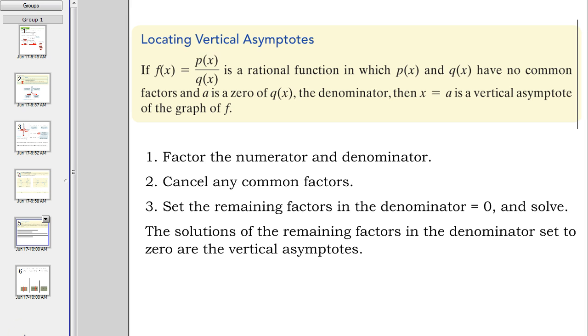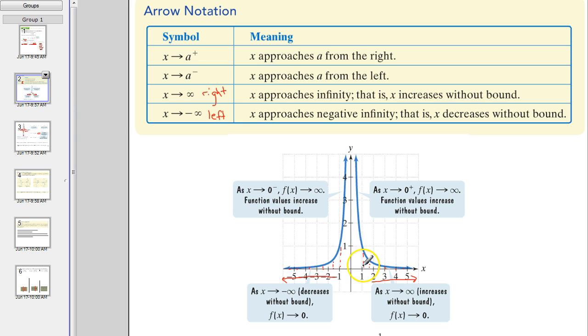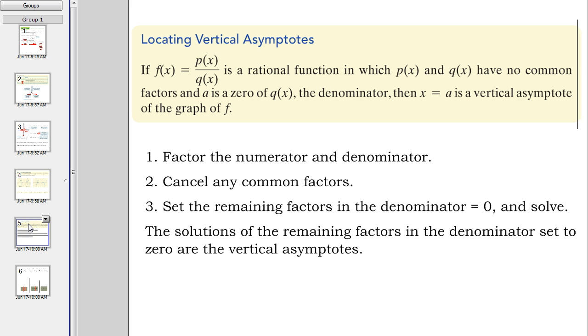Alright, now well, how do we find a vertical asymptote? I mean, obviously, if we have the graph, we can see, if I had this graph, yeah, I can see that x equals 0 is a vertical asymptote. But what do I do mathematically to find one? Well, you factor these two numerators and denominators, these two polynomials. Factor them as much as you can. Cancel any common factors they have. And the remaining factors in the denominator, you set equal to 0 and solve. The solutions to the remaining factors in the denominator set to 0 are the vertical asymptotes.